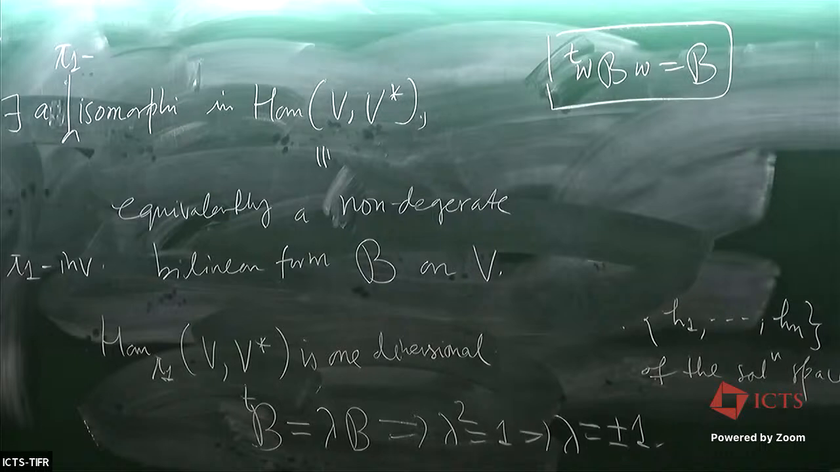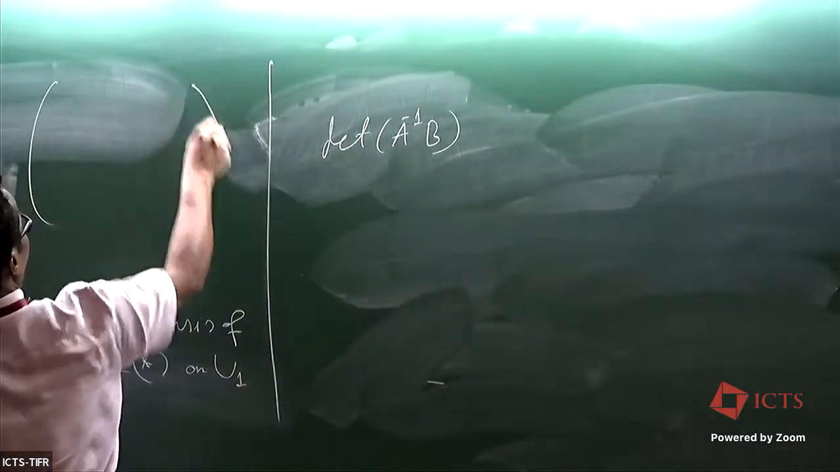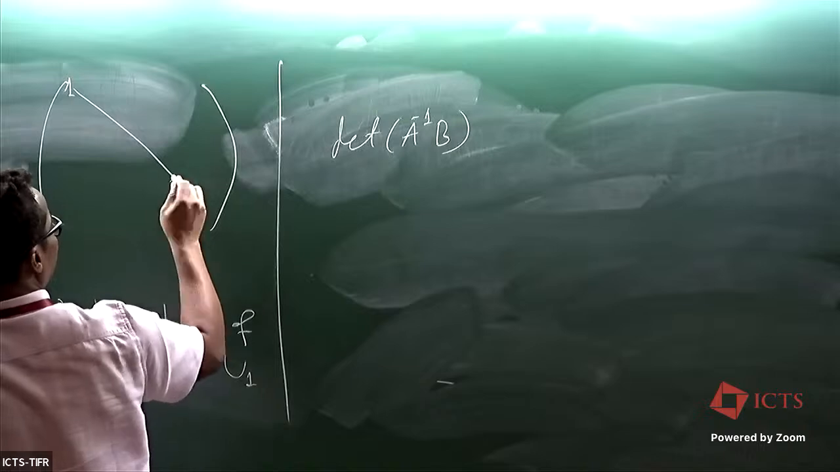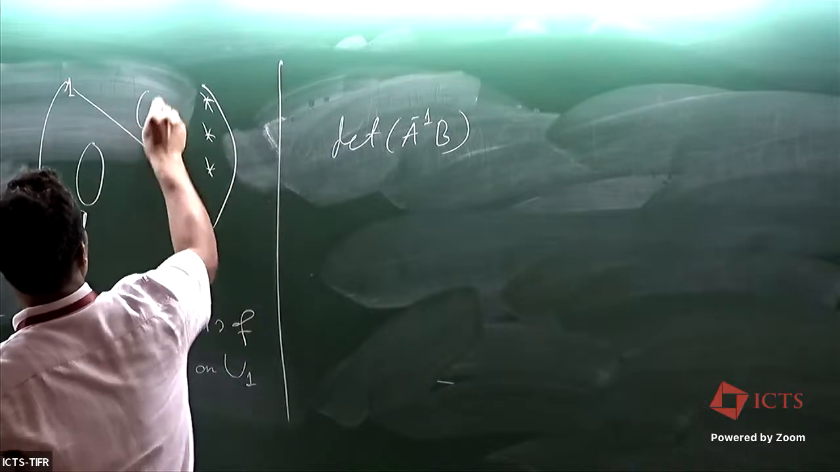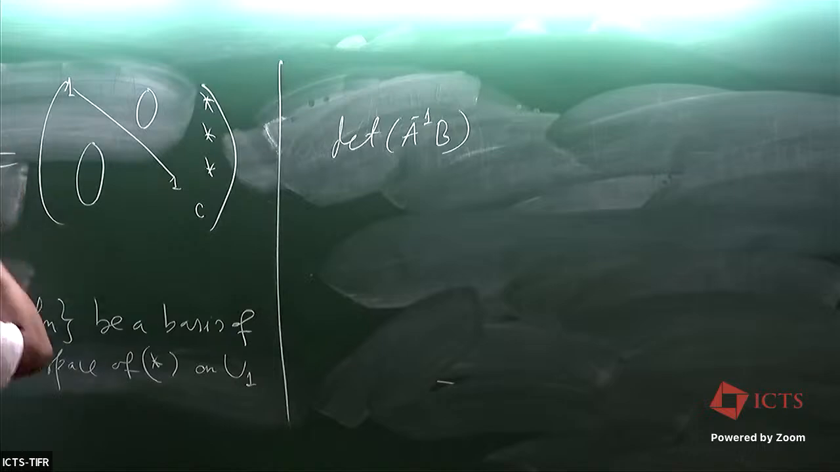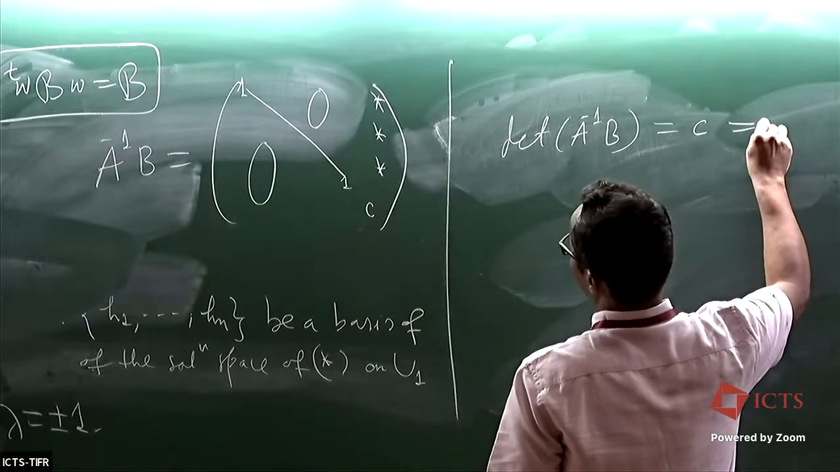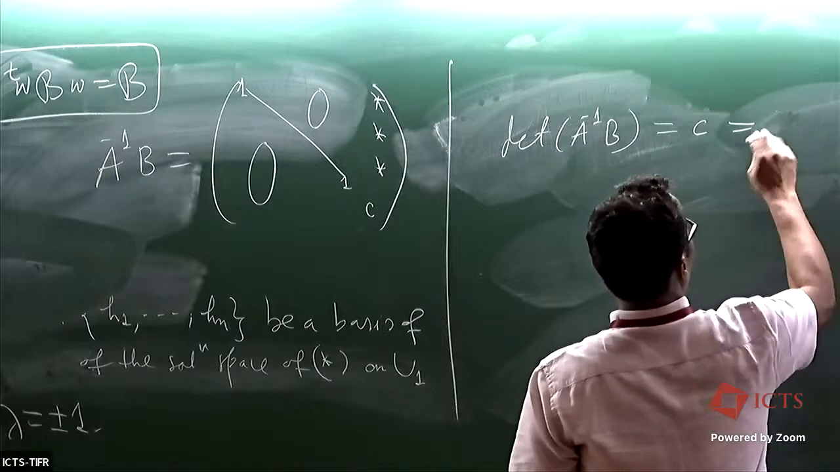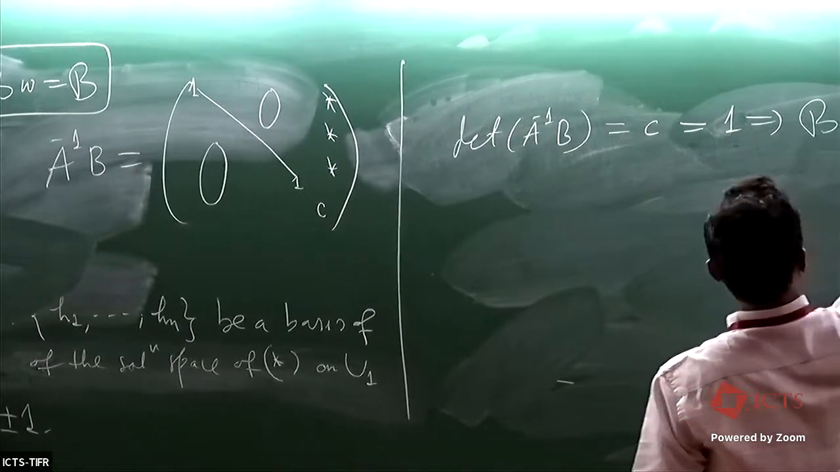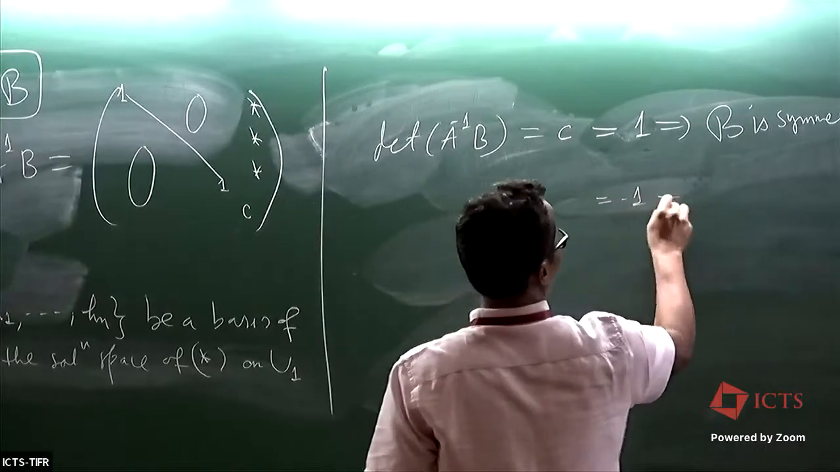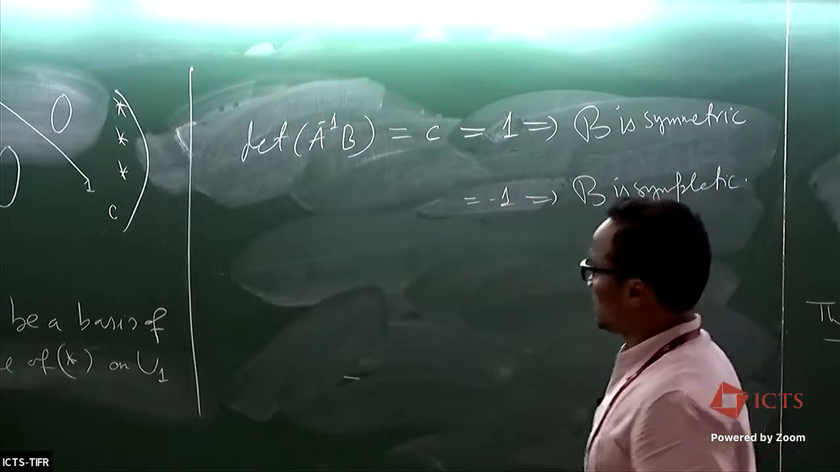And also, it is not difficult to show that for the determinant of A inverse B, A inverse B will look like this: here we get 1, 1, 1, the last entry will be some C, and the last column will have the other entries 0. So this is how A inverse B looks. The determinant of A inverse B is nothing but this C. As I have already said, plus 1 implies that B is symmetric, and minus 1 implies B is symplectic. So this is how I get that.